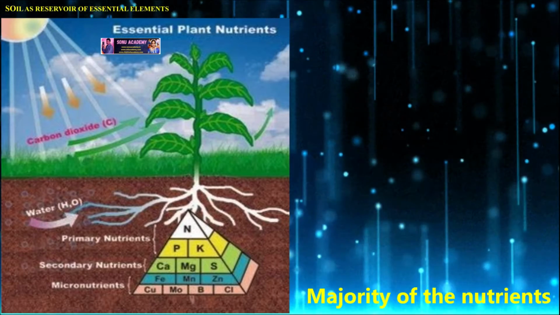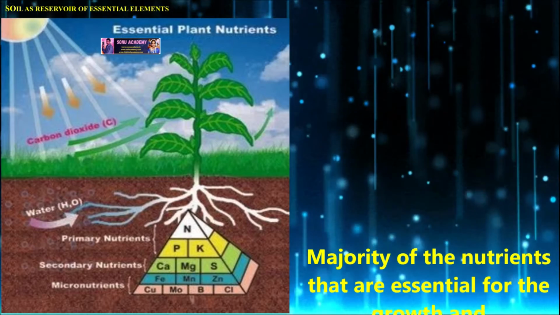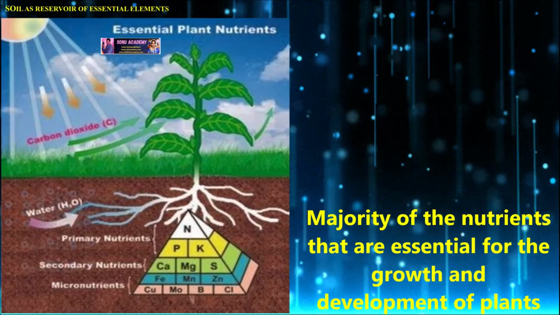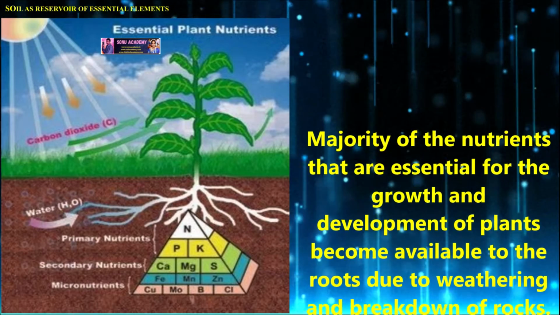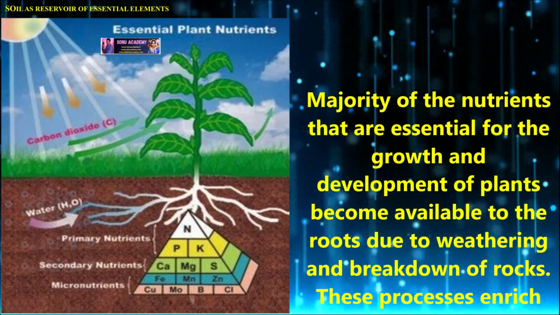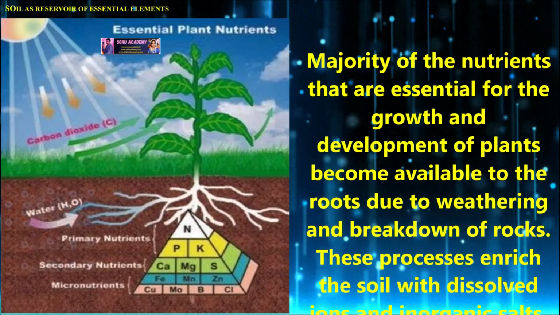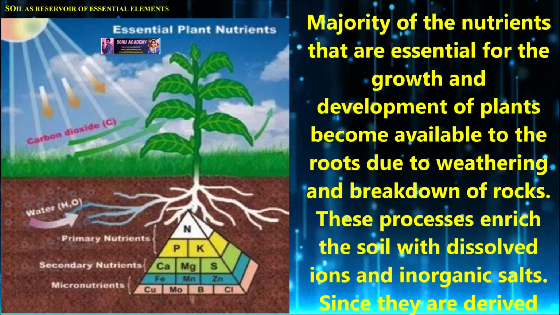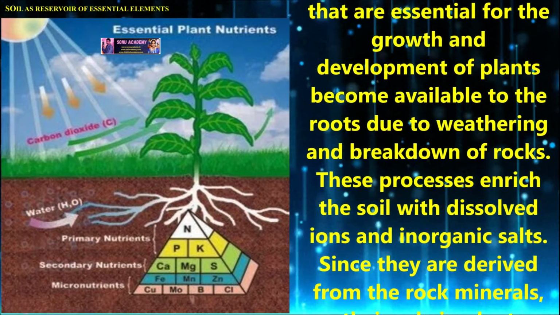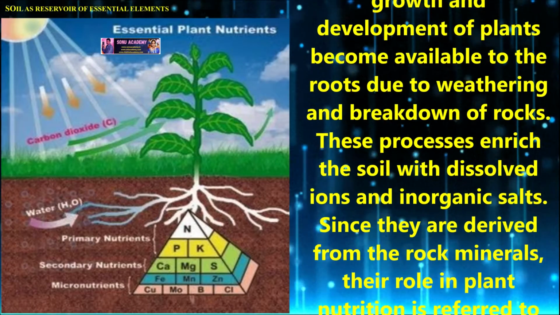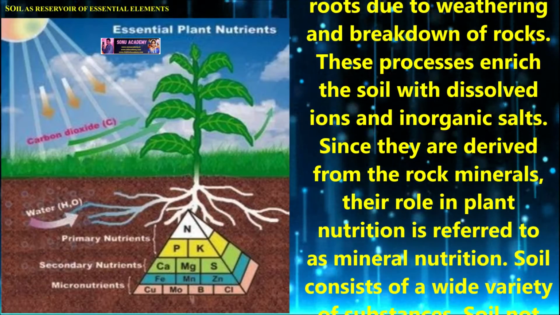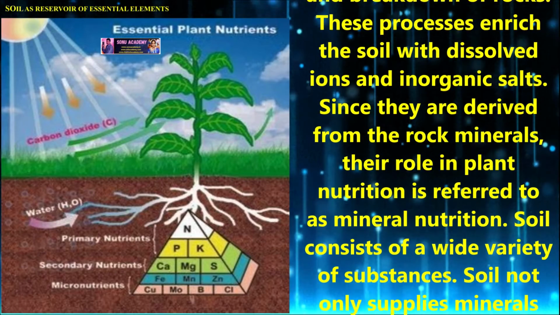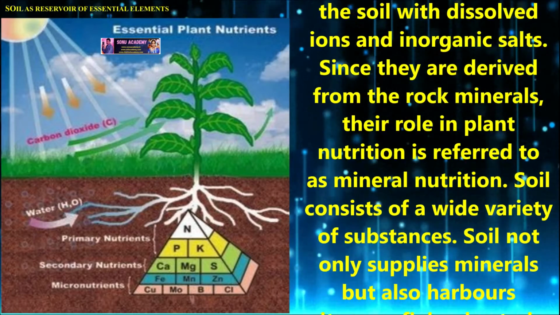Children, now let us discuss soil as a reservoir of essential elements. The majority of the nutrients that are essential for the growth and development of plants become available to the roots due to the weathering and breaking down of rocks. This process enriches the soil with dissolved ions and inorganic salts. Since they are derived from the rock minerals, their role in plant nutrition is referred to as mineral nutrition.